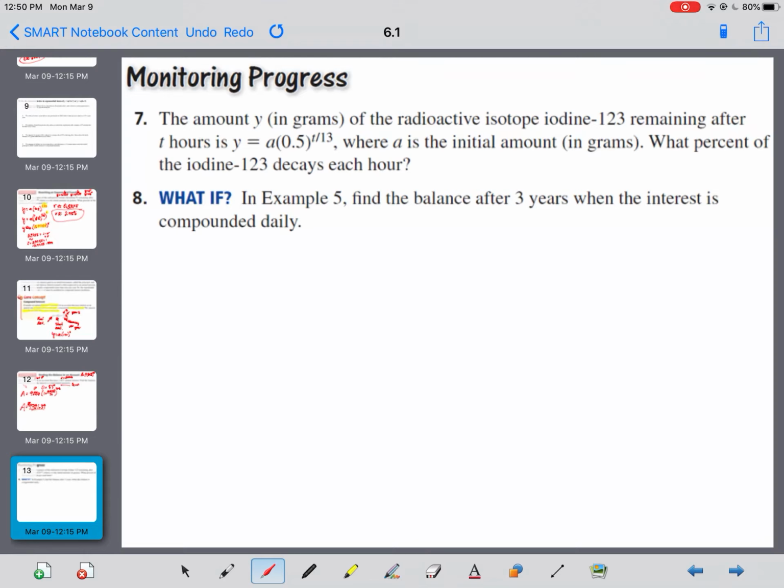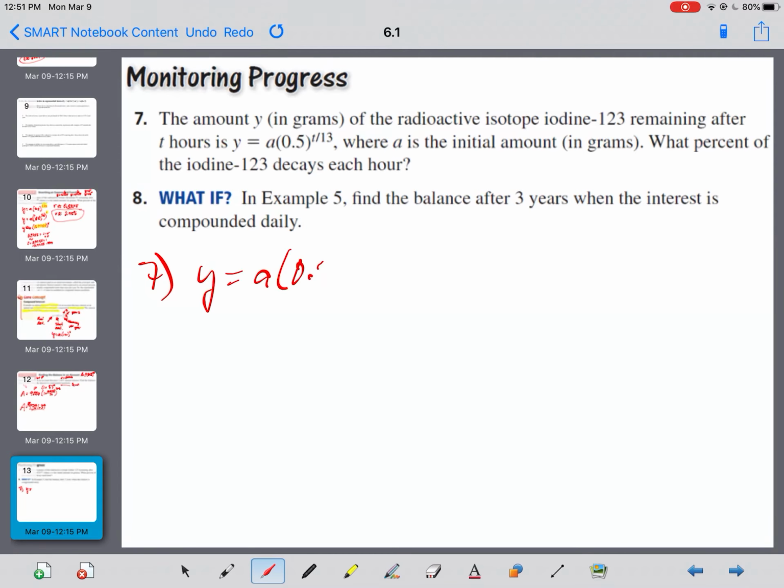All right, so here's a couple of examples from what we looked at today where you have to change the look of the equation so you can find out the b actually, and then doing more compounded interest. Try 7 and 8, give it a pause, come back. Okay, number 7.